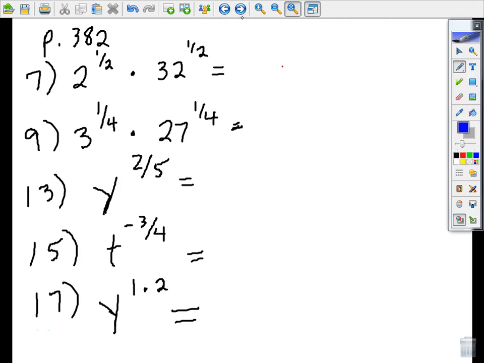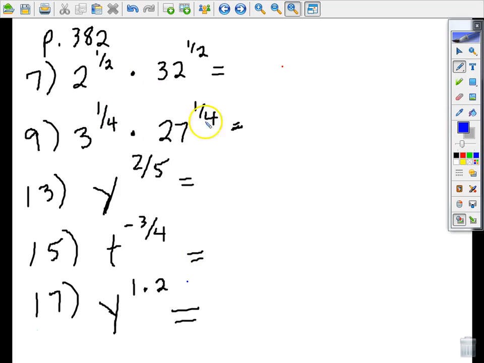Let's see, what do we have? Oh, I just chose some, you can probably guess you're going to be doing the evens on page 382. So I just pulled out some random odd problems for us to practice. And let's just run through a few of these, and then I'll give you some more notes to help with the rest of the assignment. So change number 7 into radical form.